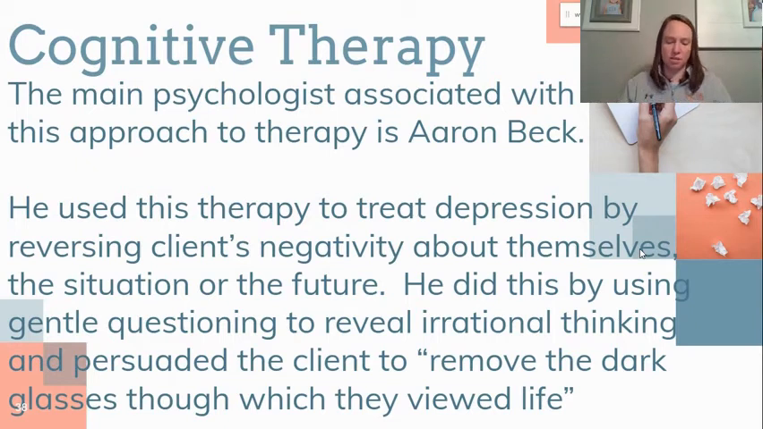So the main person here is a guy named Aaron Beck. We didn't really talk about a main psychologist with this approach at the beginning of the year, and he's more of a therapist. So he's a famous cognitive therapist. Aaron Beck, you want to write his name down. And what he did is he did a pretty famous way of treating depression. He reversed the client's negativity about themselves, the situation, and the future.